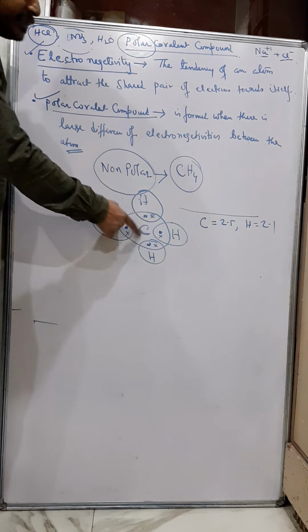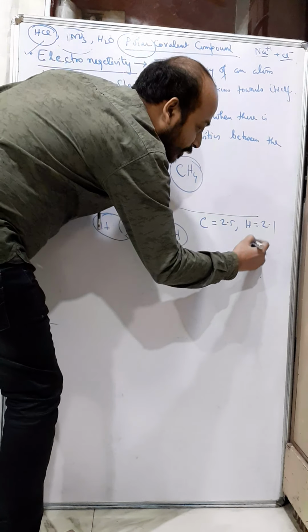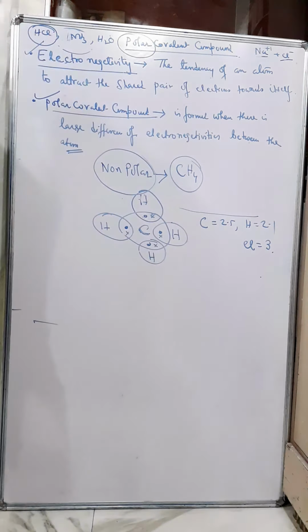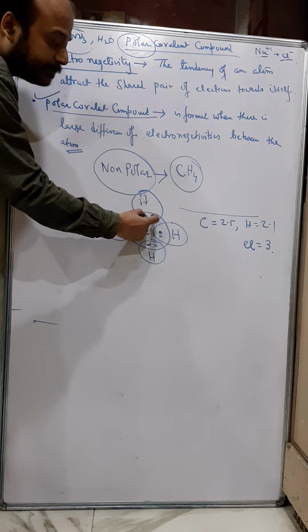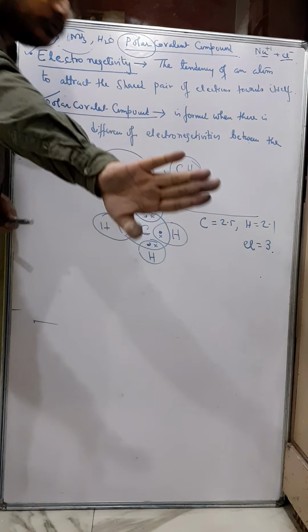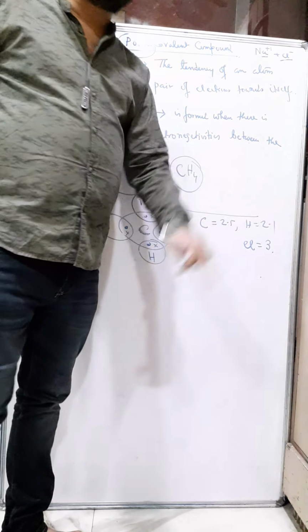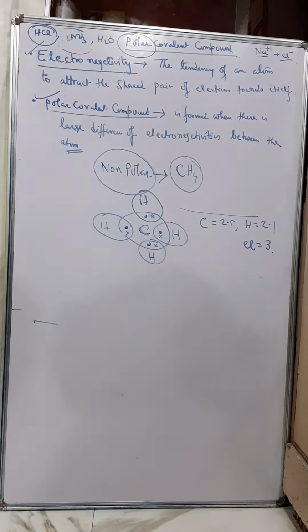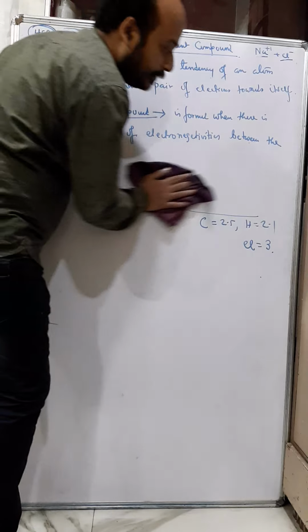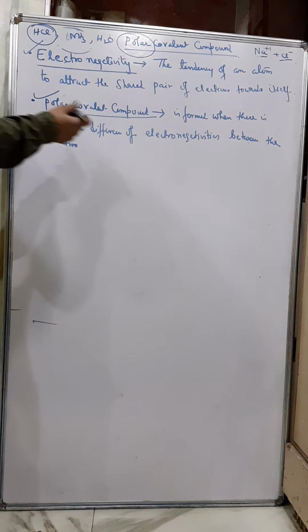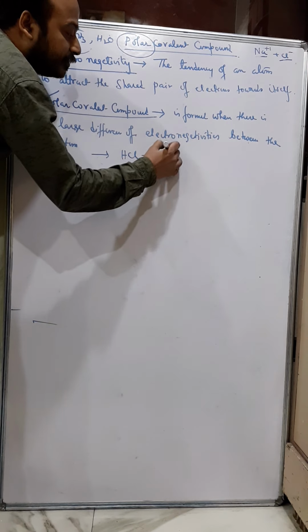But if the difference of electronegativity is large, say for example chlorine, the electronegativity is 3. In that case, what happens? The shared pair of electrons goes closer to the atom of the element having higher electronegativity. In that case, a polar covalent compound is formed. Now see how. Say HCl. If I take an example of HCl, HCl is a polar covalent compound. It's a polar compound.